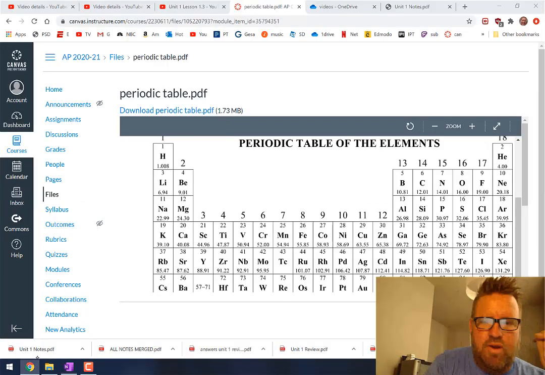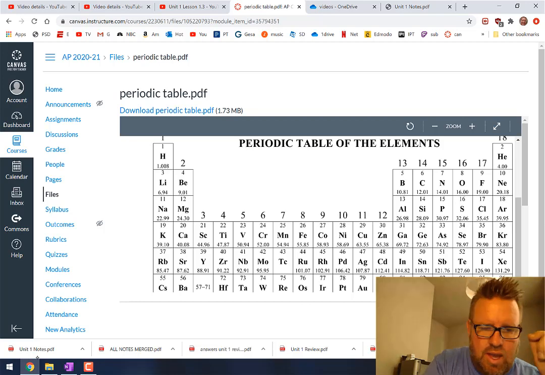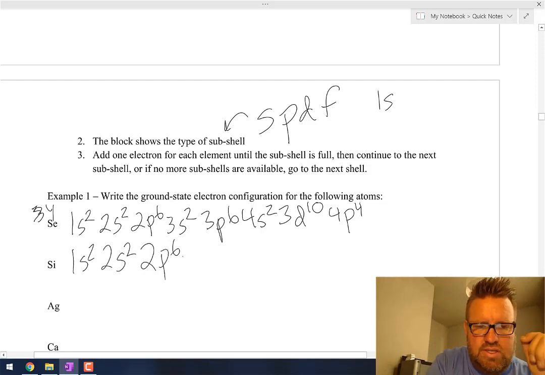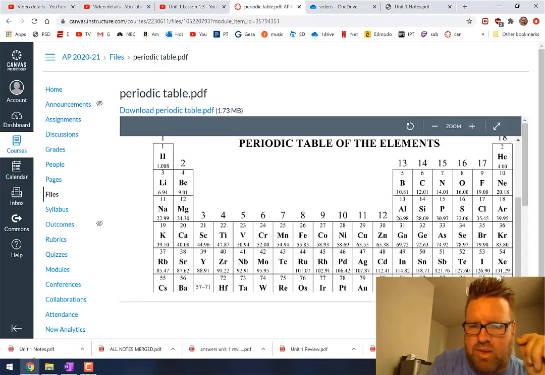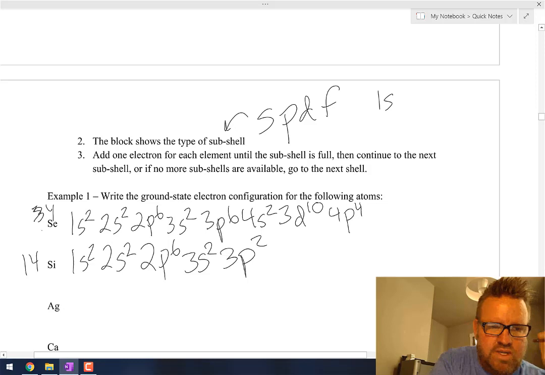Okay, silicon. Again, got to find it on the periodic table. Silicon is right here, number 14. Okay, so let's go 1s2, 2s2, 2p6, 3s2, 3p. Now be careful here. 3p is right here, but we just need to go to silicon. So we just need 1, 2 there from silicon. So 3p2.